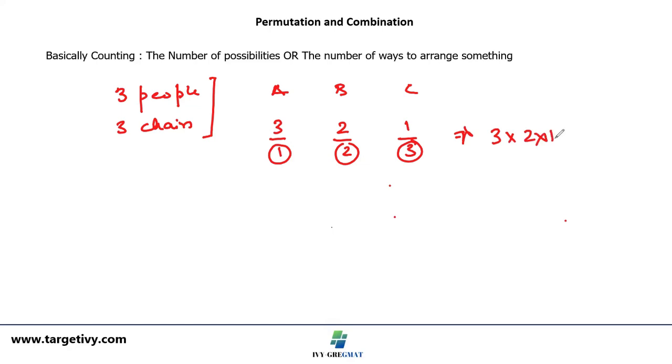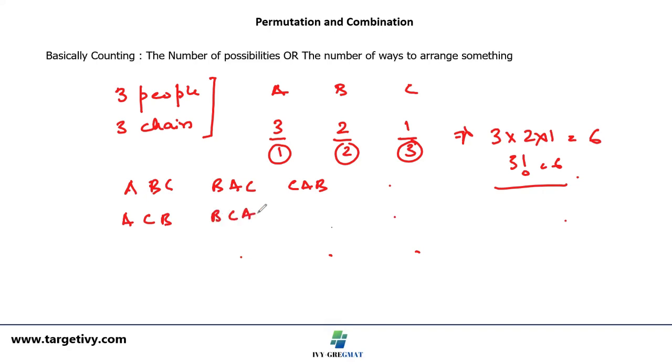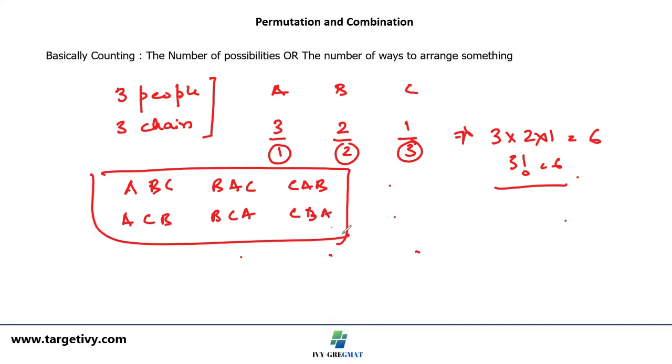3 into 2 into 1 is 6. It is 3 factorial, which is 6. Clear? Let's see a longer way, how many ways it can be done. It can be A, B, C. That's one option. It can be B, A, C. It can be C, A, B. It can be A, C, B. It can be B, C, A. It can be C, B, A. These are the total number of arrangements, which is 1, 2, 3, 4, 5, 6.